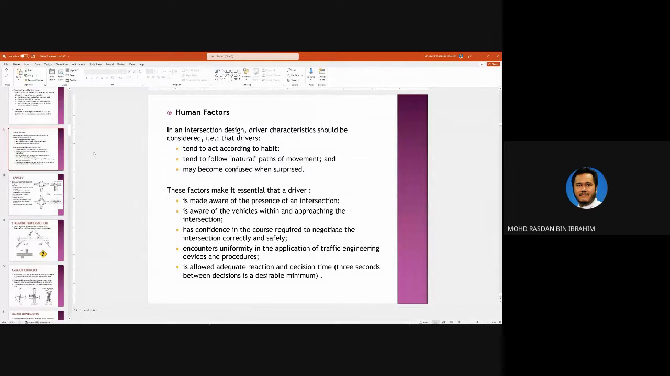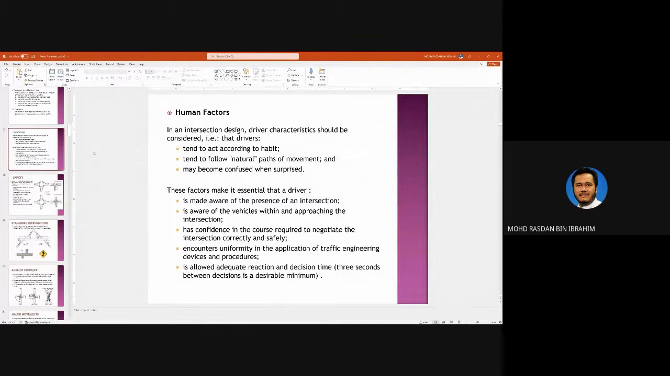So these factors make it essential that a driver is made aware of the presence of an intersection. This is the most important point, meaning that the drivers must know that in front of them is going to be an intersection in maybe 50 meters, 30 meters, like that. So the driver is aware that the vehicle is approaching the intersection.